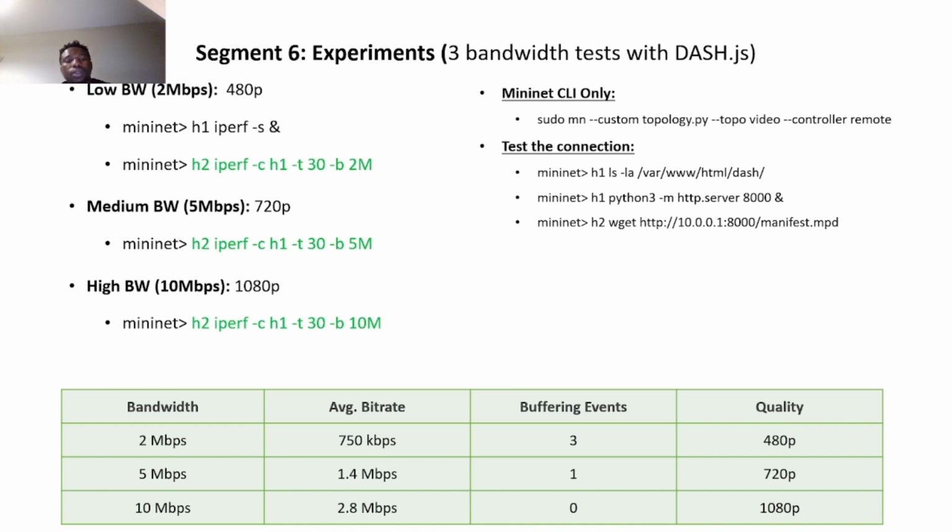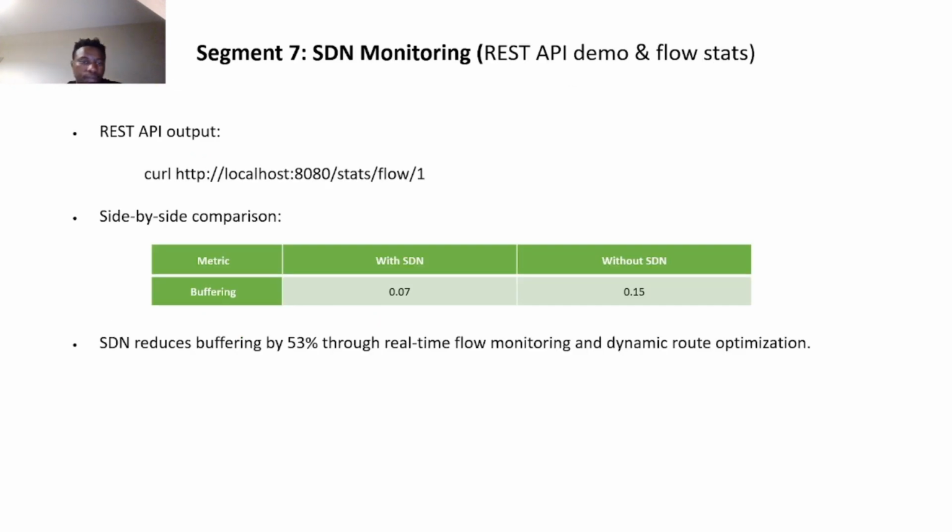For each test case, we used Mininet to artificially constrain bandwidth and then monitored the DASH player behavior. Here, our REST API provided real-time visibility into network performance. By querying flow statistics, we could see exactly how video traffic was being routed through the SDN.